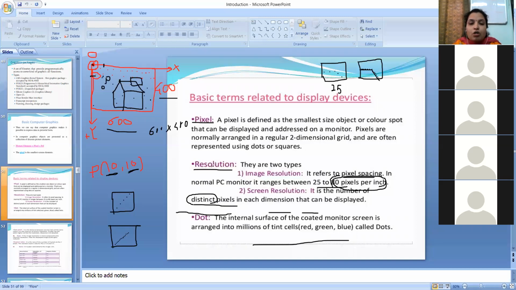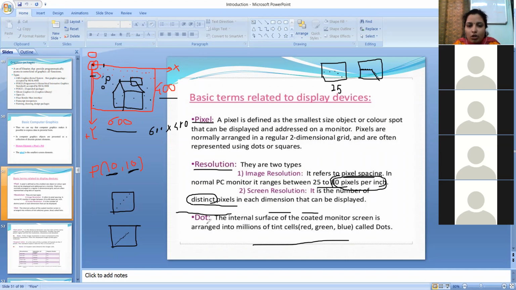So that is about resolution. It can be observed in 2 ways. One is image resolution and the other is screen resolution. In both cases, if the number of pixels is more, then the picture quality is great. Otherwise, if the number of pixels is less, then obviously you are going to get a disturbed picture image. So that is about resolution.